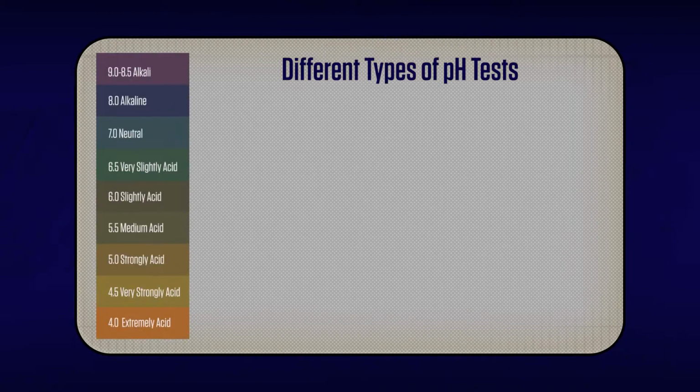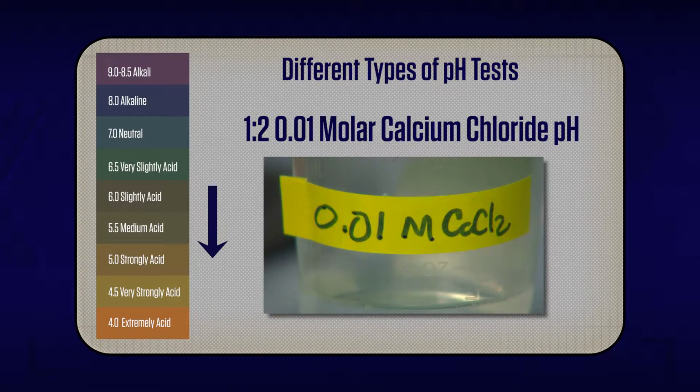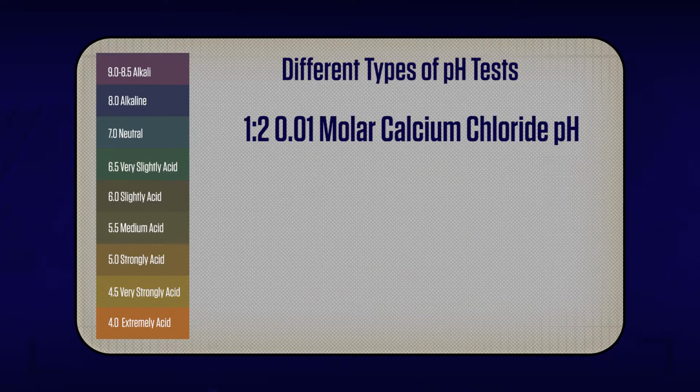Different soil pH tests include 1:1 water pH, the most common pH method for mineral soils. 1:2 0.01 molar calcium chloride pH, the most common pH method for organic soils. However, it can also be used for mineral soils. The calcium chloride pH is generally less than the 1:1 water pH. The calcium chloride pH diminishes the seasonal effect of soluble salt concentration.